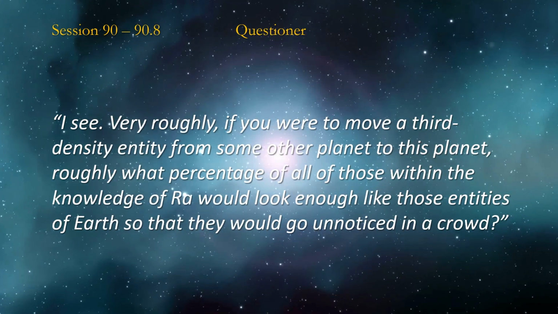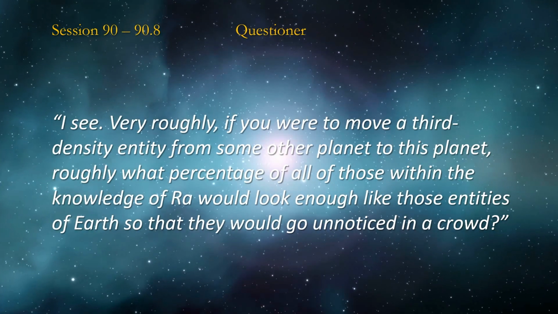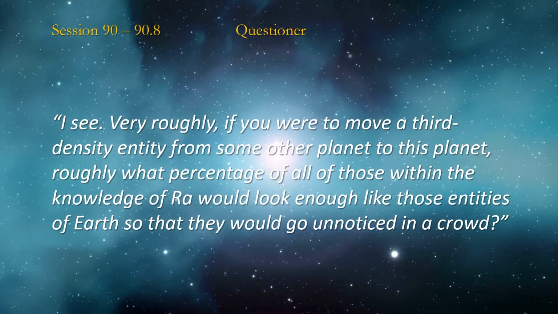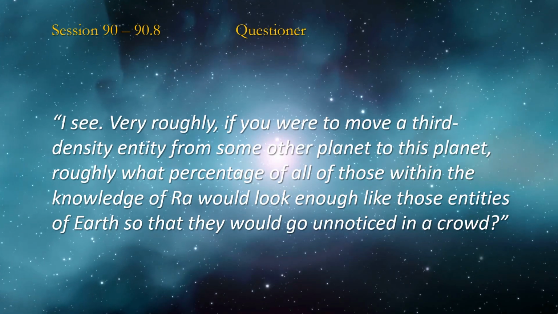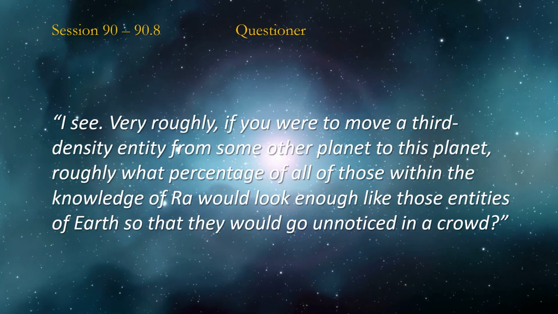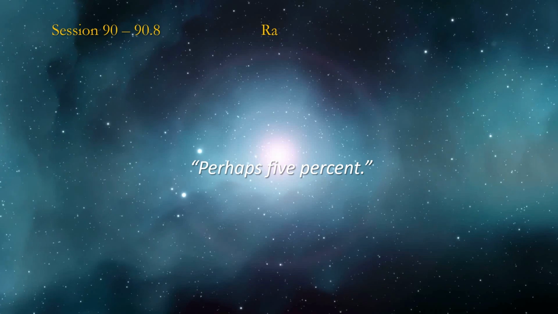Question 8, Don says, I see. Very roughly, if you were to move a third density entity from some other planet to this planet, roughly what percentage of all of those within the knowledge of Ra would look enough like those entities of Earth so that they would go unnoticed in a crowd? It's a very particular question, and Ra says 5%. So if you didn't understand the question, it's very simple. I don't even know how Ra could give 5%. It must be like a very short estimate.